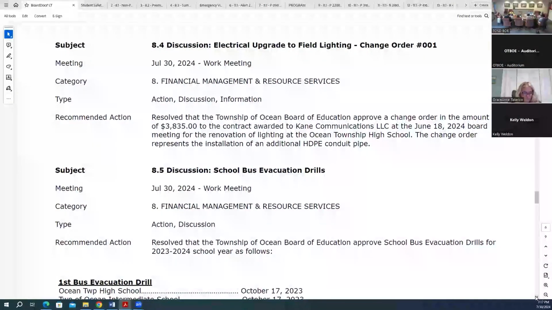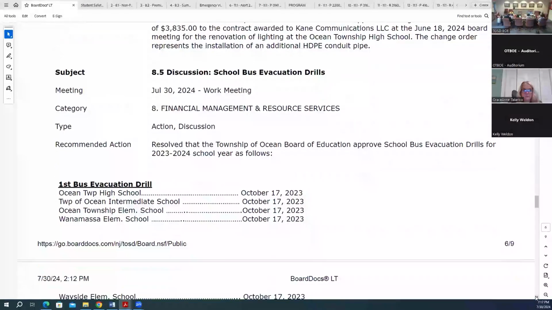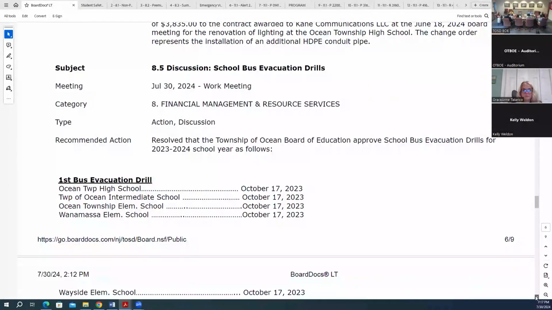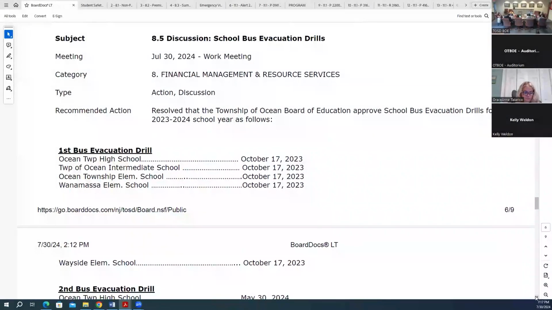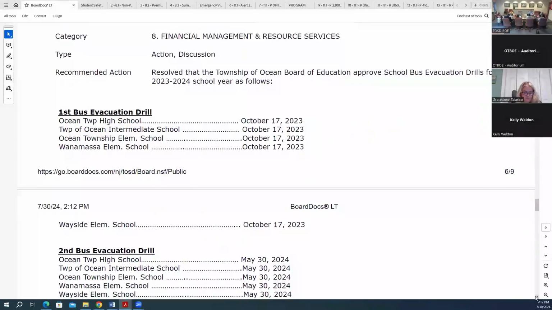We have CUSAC coming next year. And one of the requirements is that we acknowledge our bus drills. Because we are a transporting district, we have to have two drills per year per school. So those are on our agenda to acknowledge.